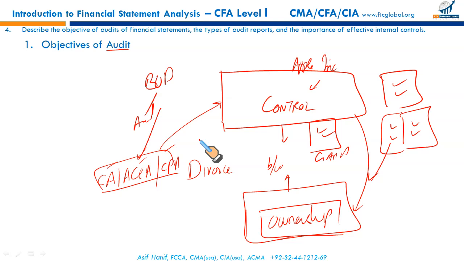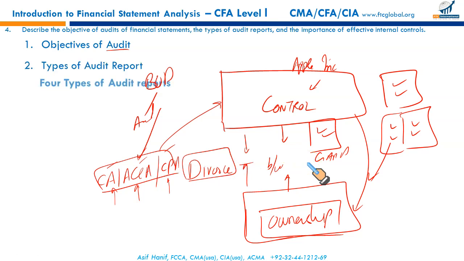Audit is an independent review of an entity's financial statements by us, chartered accountants, ACCAs, CPAs, also called public accountants. They are the ones who examine the financial reports and supporting records, and after they gain sufficient audit evidence, then they give their opinion whether the financial statements are giving a true and fair view or not. This is the main objective of audit, to lend credibility to the numbers given in the financial statements in order to reduce or mitigate this divorce between ownership and control.